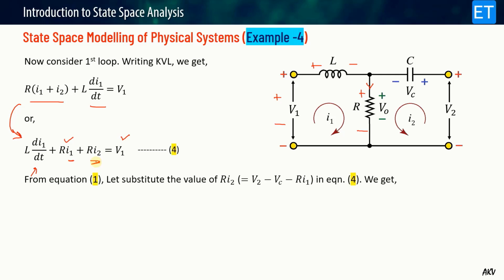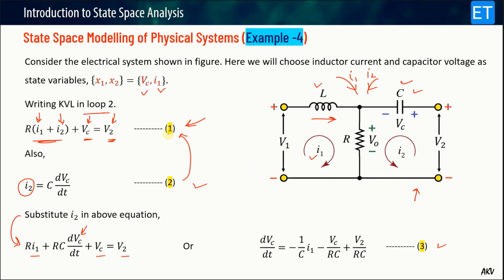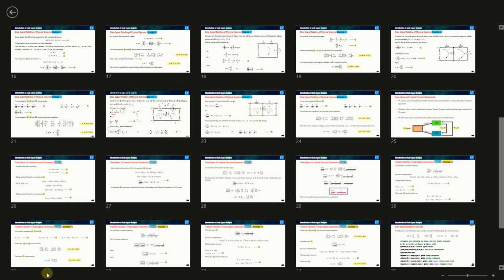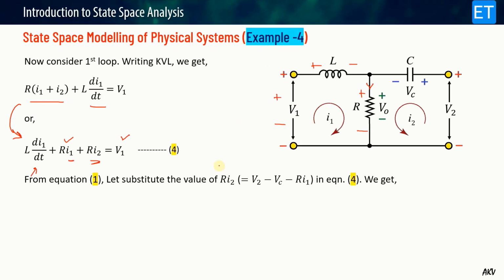So from equation 1, now consider equation 1 again. So let me show you equation 1. So this is equation 1. Equation 1 is Ri1 plus Ri2 plus Vc equal to V2. So obviously you are getting the Ri2 term here. So from this equation 1, you can replace Ri2 by the remaining variables. So the same thing I am doing here. From equation 1, I am getting this Ri2 term: Ri2 equal to simply V2 minus Vc minus Ri1. So I can substitute this Ri2 here.